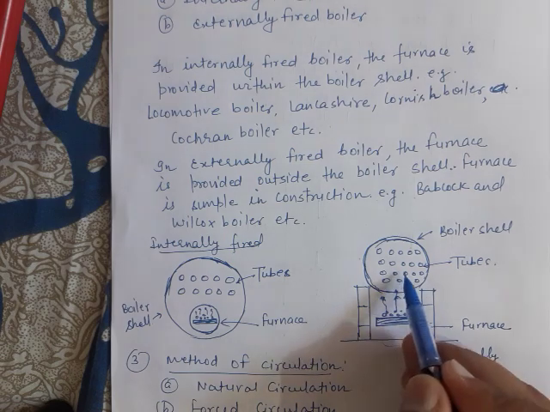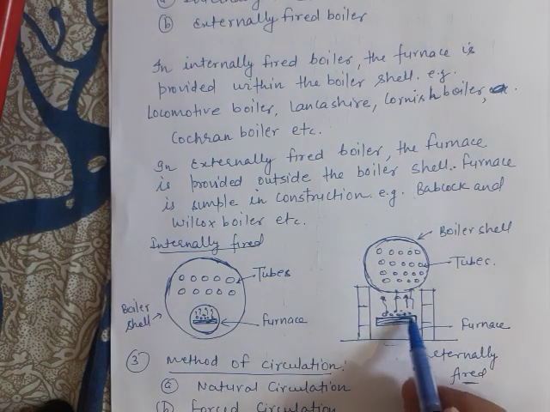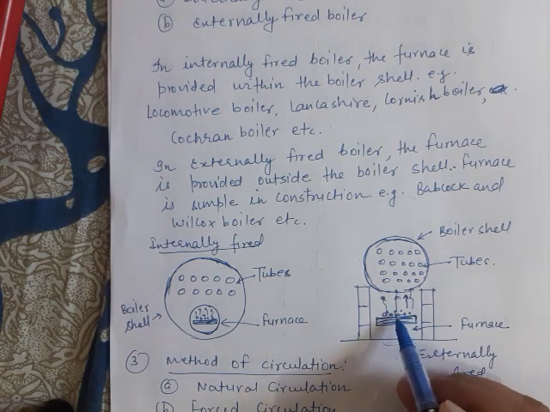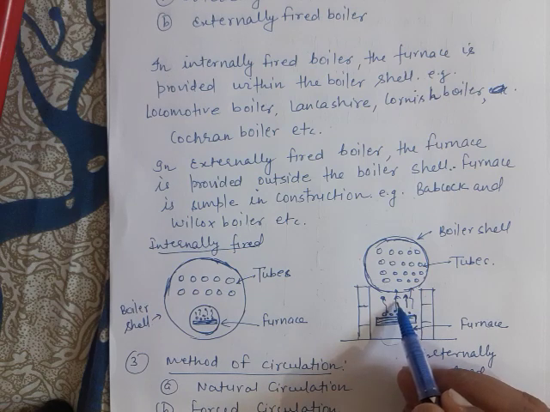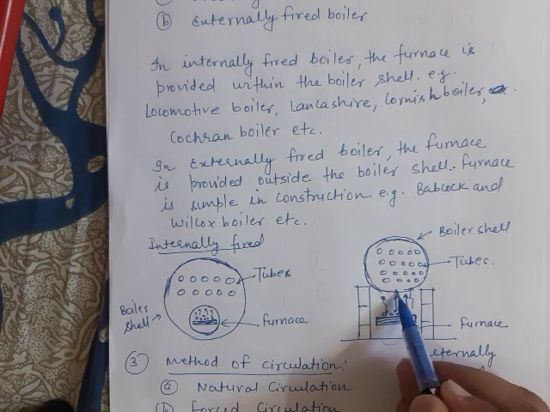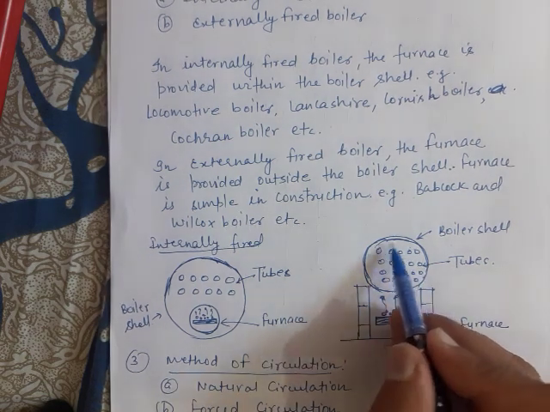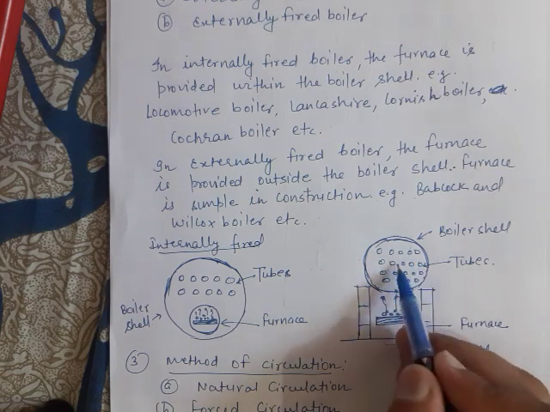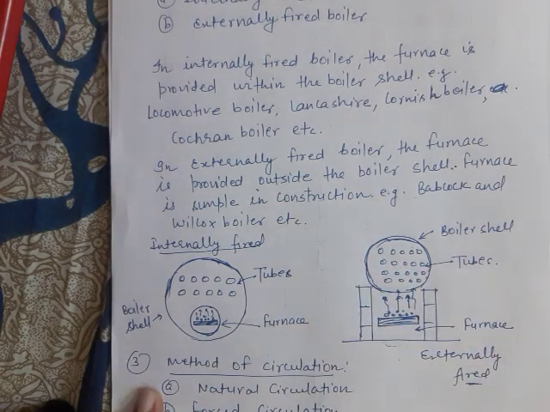The furnace is located outside the boiler shell. The fuel is fired inside the furnace. Now the hot flue gases which are generated from the combustion of fuel are allowed to enter the boiler shell, which in turn heat up the water and convert it into steam.